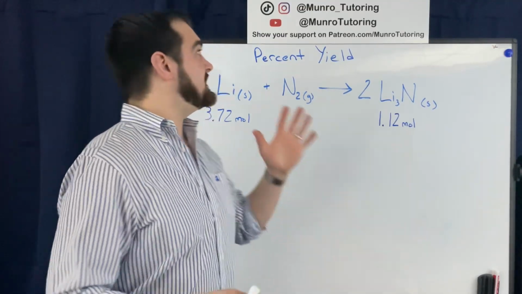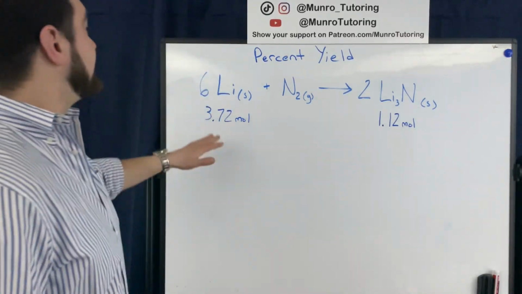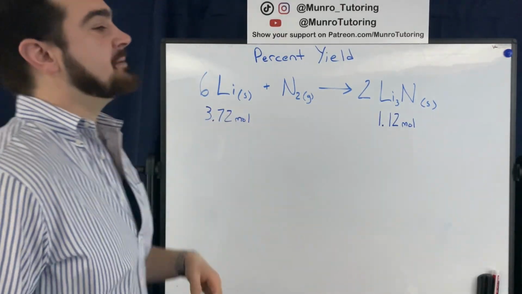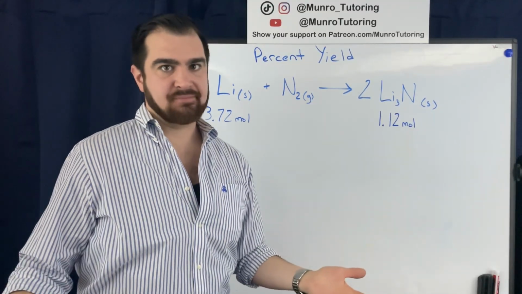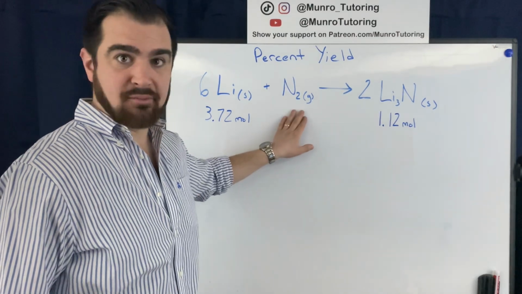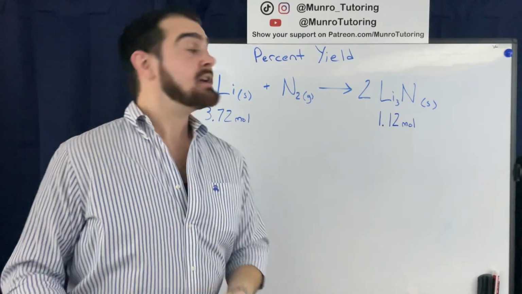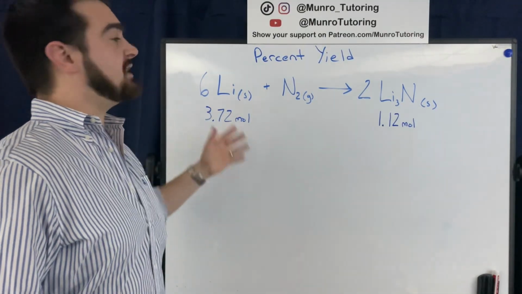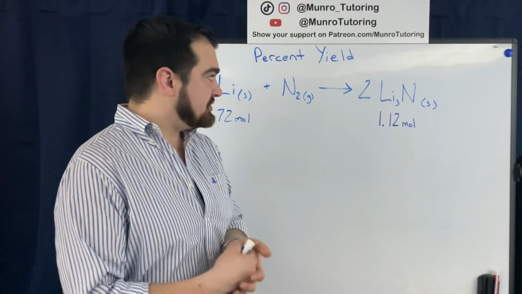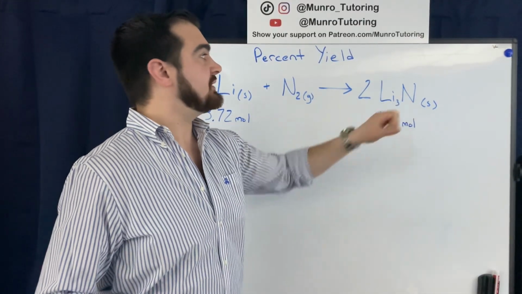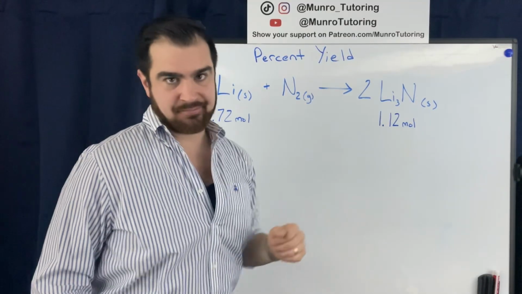But in a percent yield problem, they may say something along the lines of, 3.72 moles of lithium are reacted with excess nitrogen gas, meaning we have more of this than we need, so this is not the limiting reagent. This will be the limiting reagent. So 3.72 moles of lithium are reacted with excess nitrogen gas and produce 1.12 moles of lithium nitride. What was the percent yield of this reaction?